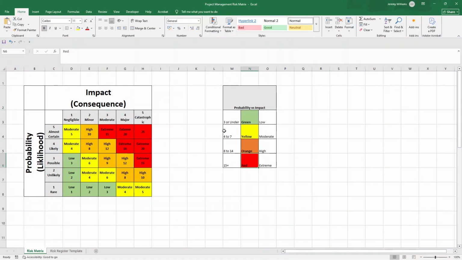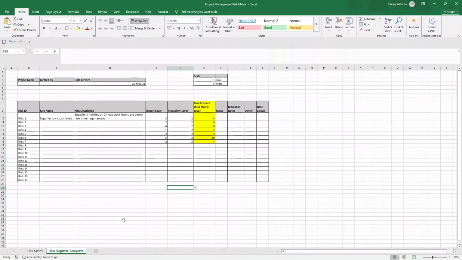So once you have a risk matrix, you can start to put it to work. So here you'll see in the separate tab, I have a risk register. So the first thing you'll need to do is you'll need to create your risk register and start populating your risks. For each risk, you then need to ask yourself, how likely is this to happen? Rate it from 1 through to 5. So 1 being rare, 5 being almost certain. So you give it a score in the impact level.